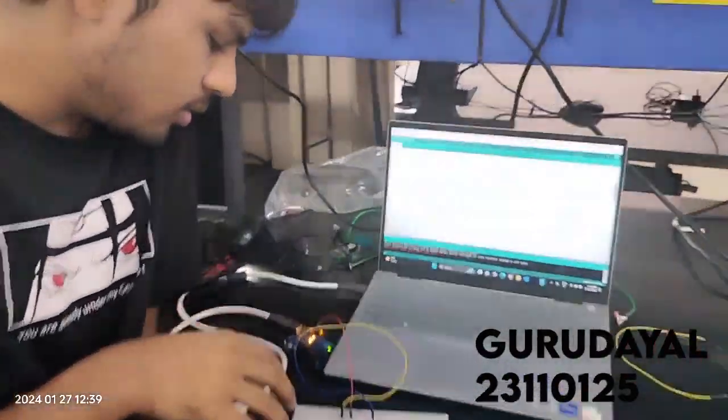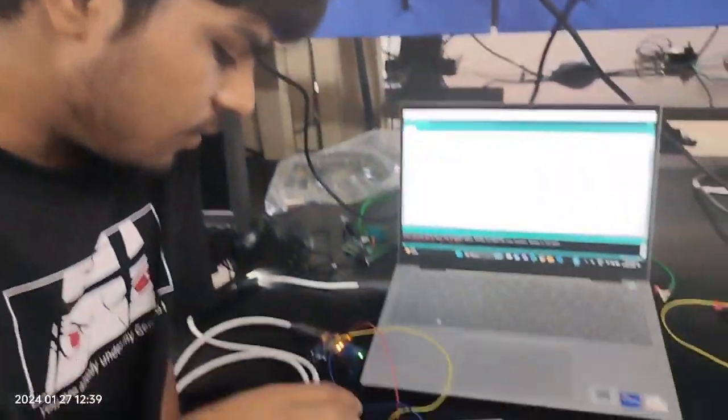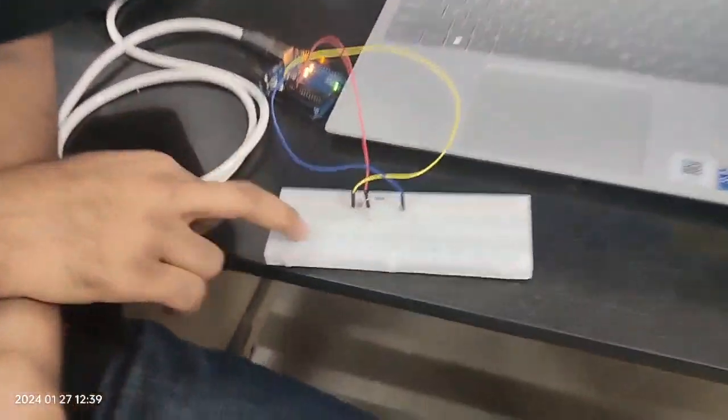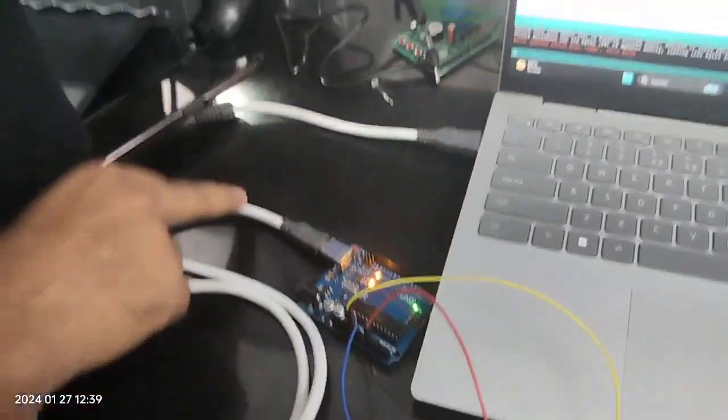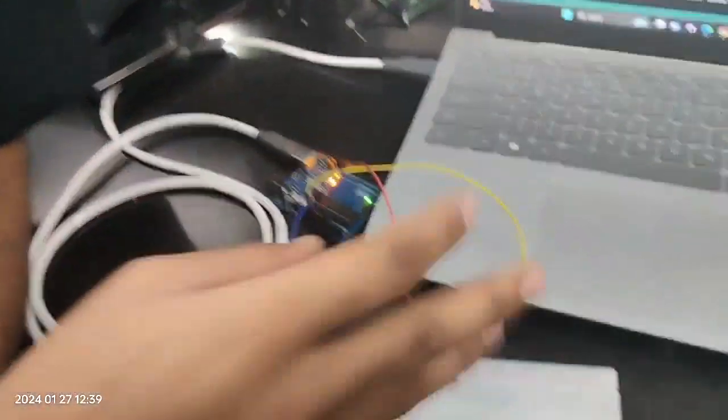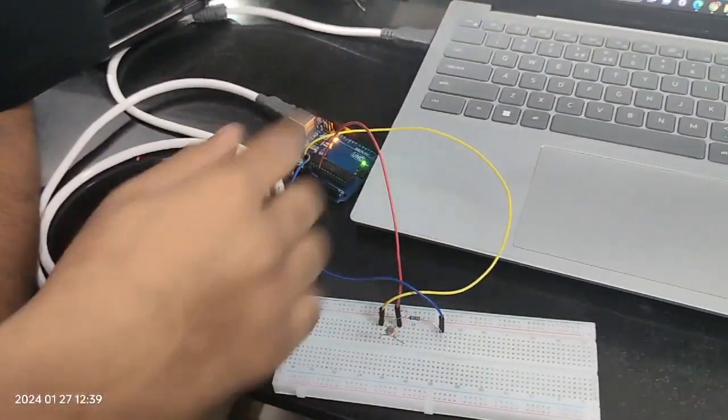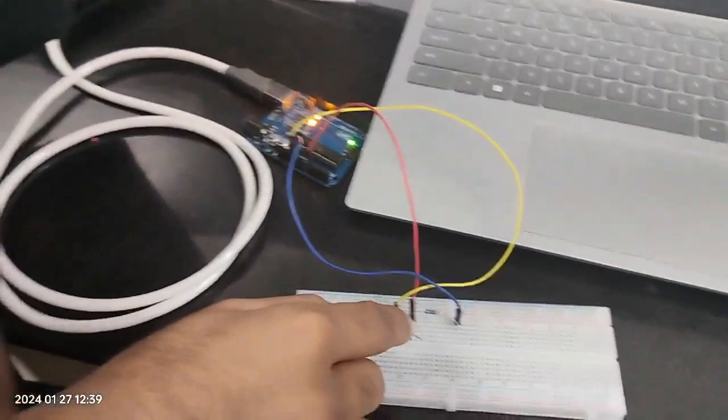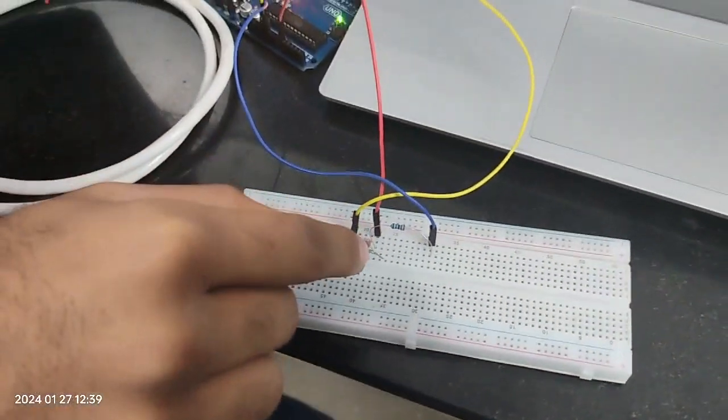Now, LDR with Arduino. We have three main pieces of equipment: a breadboard, an Arduino Uno, and a USB cable. There are also three other types of components: male wires, resistors, and a light sensor.